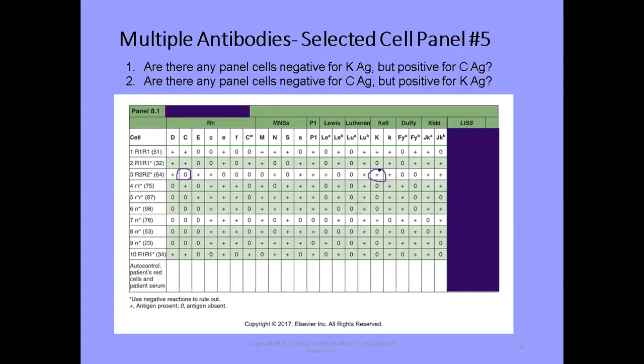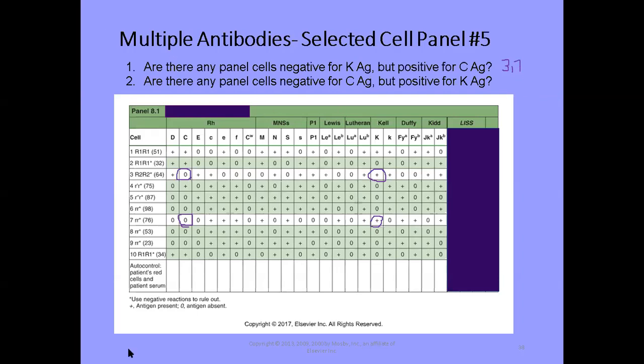So what is that? That is cell number 3. Okay, let's see if we have one more that we could do. And we do. So if we look at cell number 7, big K is there. Big C is not. Okay, so 3 and 7.